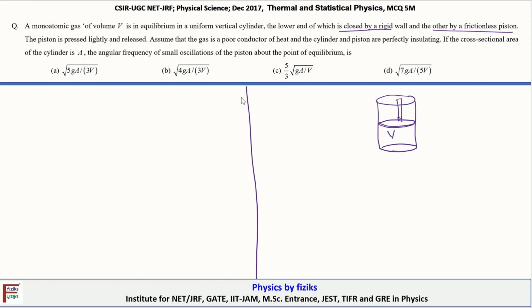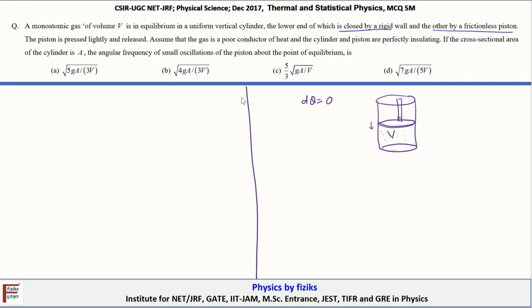The piston is pressed slightly and released. When the piston is pressed, let's say in the downward direction, and then released, it will execute some sort of oscillations. Then assume that the gas is a poor conductor. It's given that the gas inside this chamber is a poor conductor, so that means an adiabatic condition, dq is equal to 0.